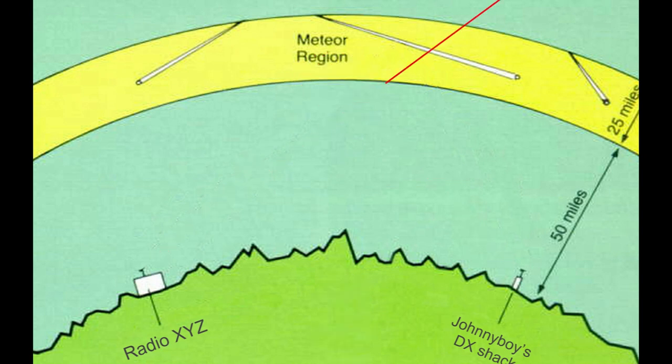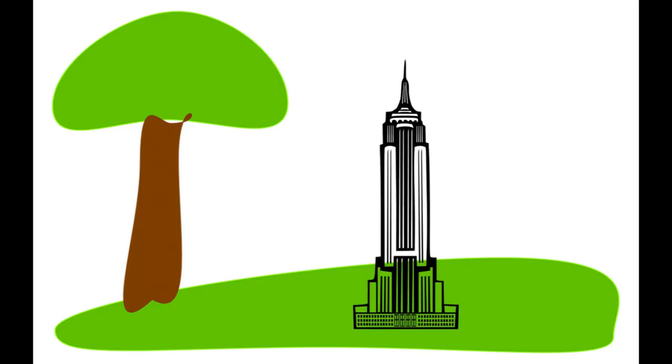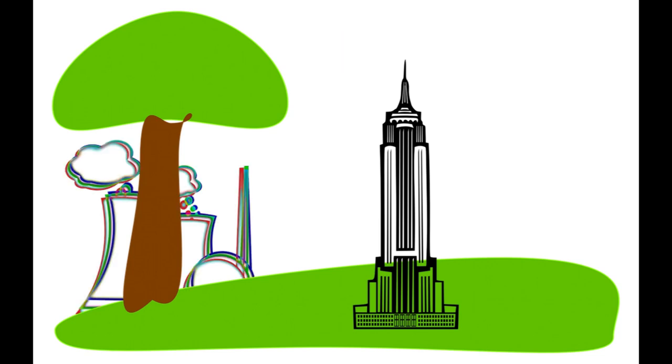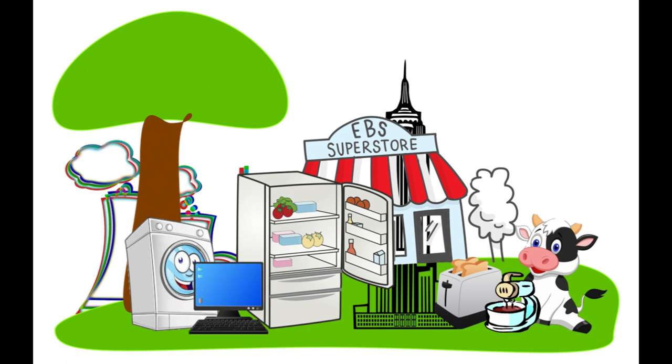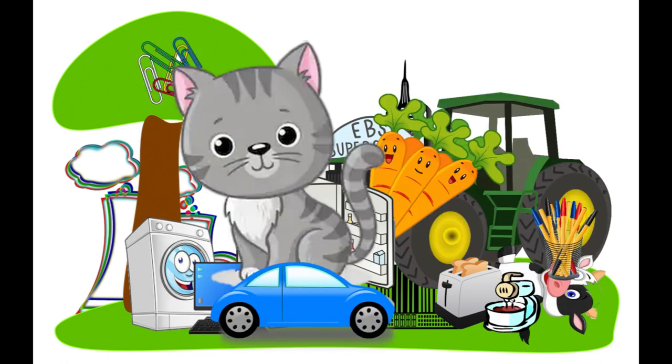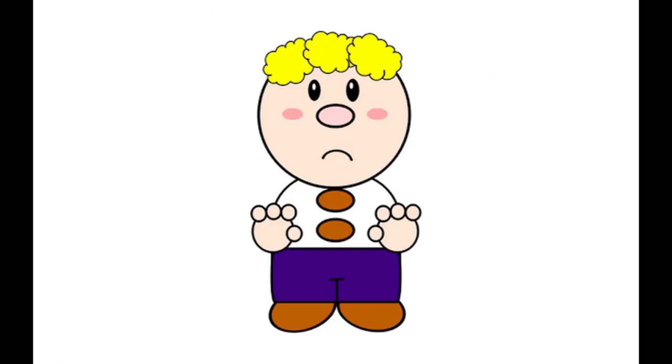Usually, radio signals carry on forever in free space, but on the ground, they are quickly attenuated by hills, large buildings, trees, power stations, supermarkets, cows, washing machines, fridge freezers, toasters, food mixers, old computer monitors, paper clips, pens, dogs, cats, microwave ovens. So it's not a meteor then?